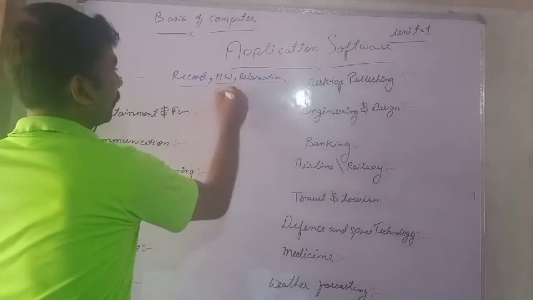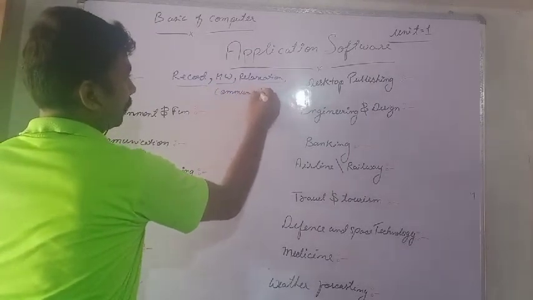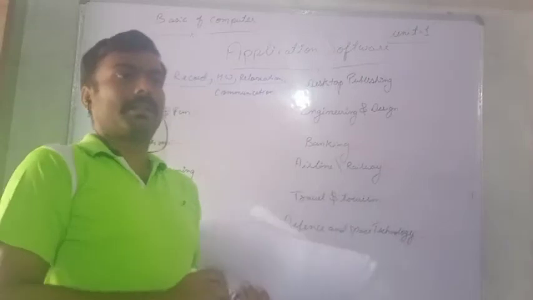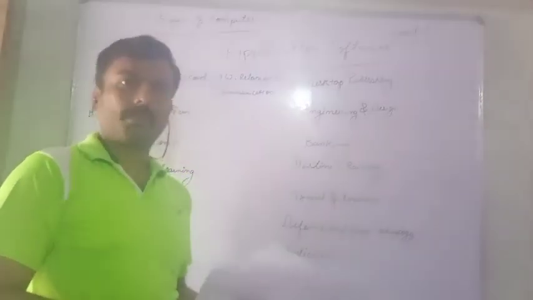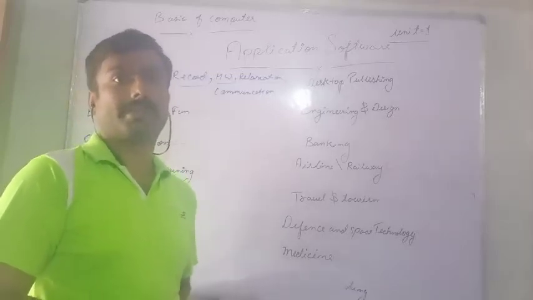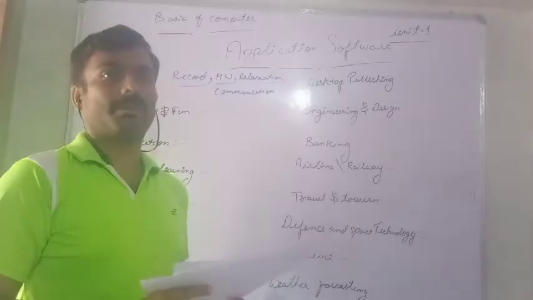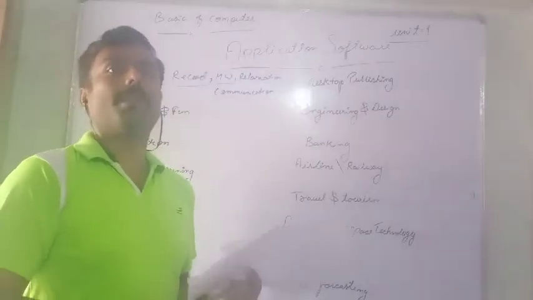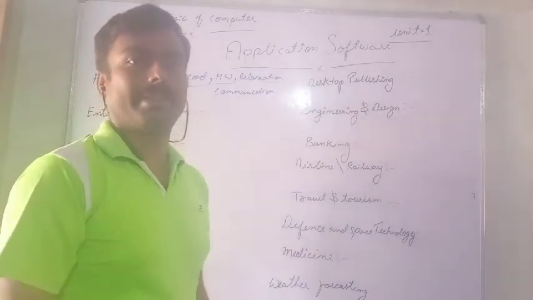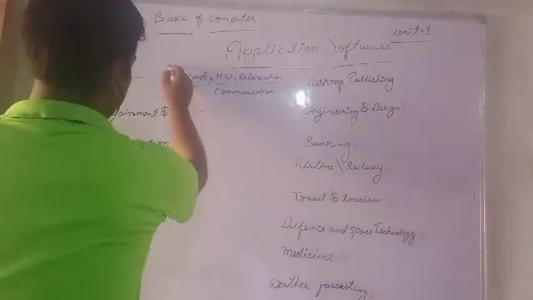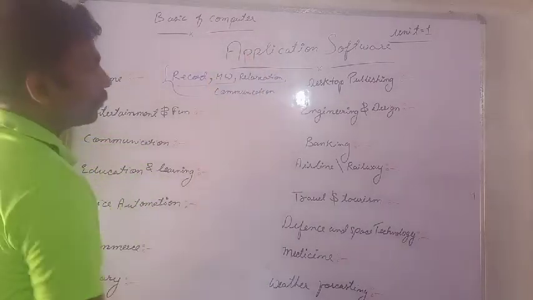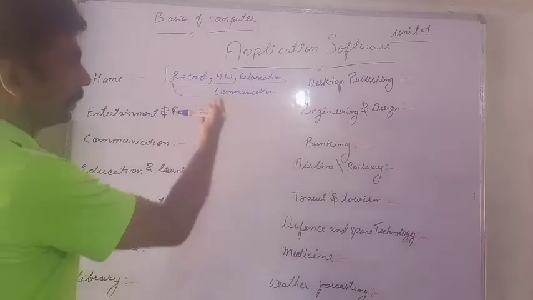And lastly, communication. For communication purposes you need a computer to work. Communication purpose means you might be sending mail or letters, or using some app or website to communicate from your computer to another computer, to people sitting at a remote area. So these are the tasks done at our home, and we need different application software to do this kind of task.